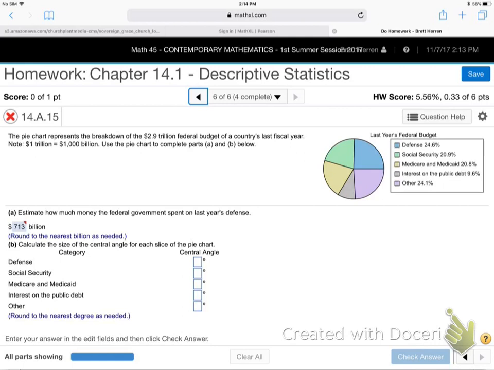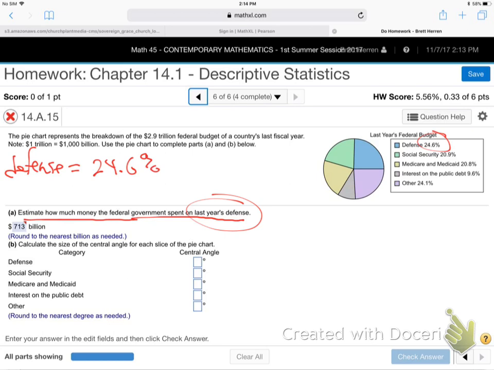Okay. So, let's give this a try. Estimate how much money, here comes the first question. We're basically reading a pie chart here. Estimate how much money the federal government spent on last year's defense. Well, it looks like defense is 24.6%. And how did I come up with $713 billion?